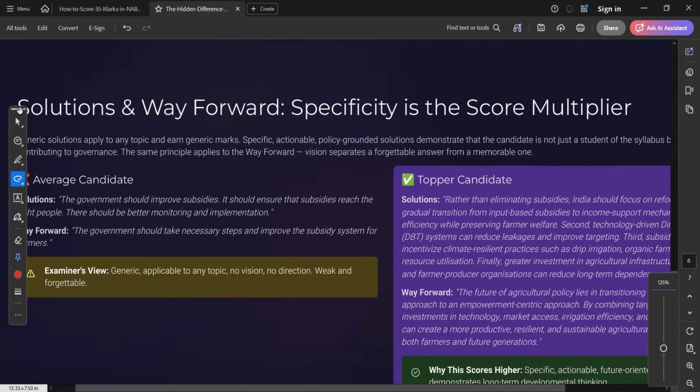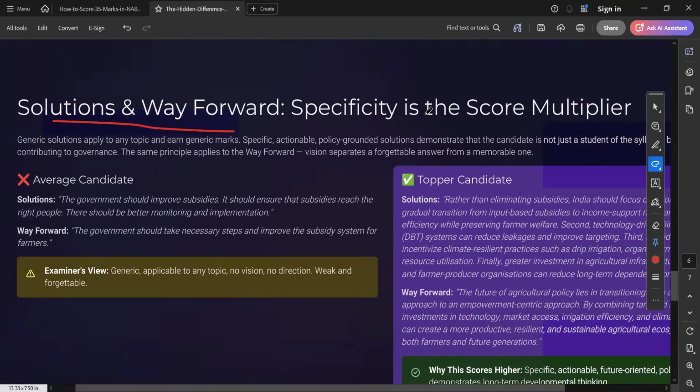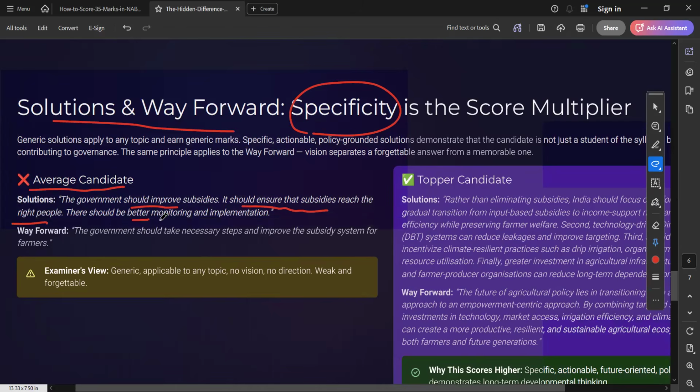Now, though we have highlighted the issues, we have to provide some solutions. So specificity is the most important. If an average candidate writes, what he will write is: government should improve subsidy. Okay, this is not conveying anything. It should ensure the subsidy reaches the right people. There should be better monitoring and implementation. I mean, I'm not intrigued by what he's writing. It's very generic and applicable to any topic. If I just change the word subsidy to any other word, it is still applicable everywhere, right? And it's weak and forgettable.